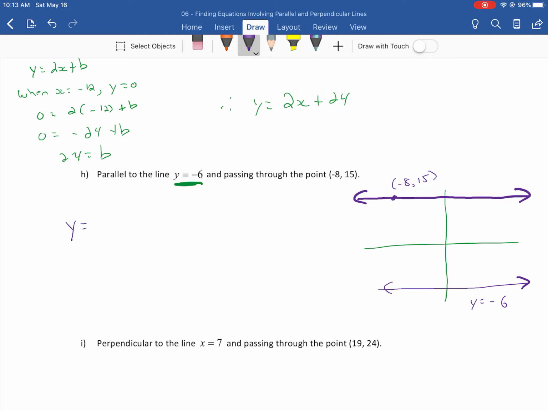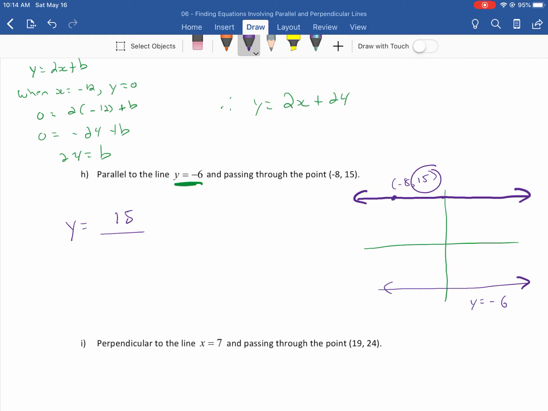So it comes down to this. The line will have equation y equals some number, some y value. Because if it's going to be parallel to y equals -6, it's got to be another horizontal line, y equals something. What's the something here? It's 15. This thing is going through a y value of 15. So the equation of this parallel line to y equals -6 is y equals 15.